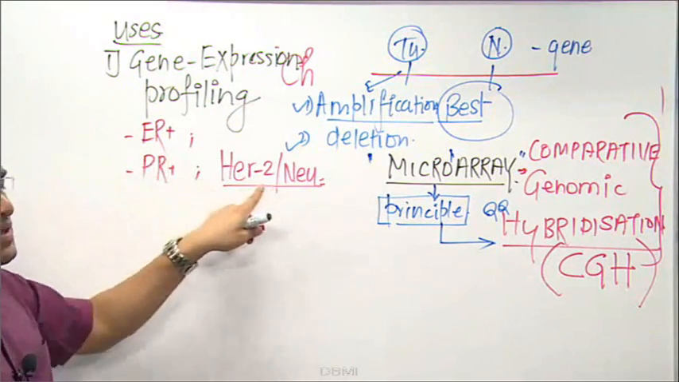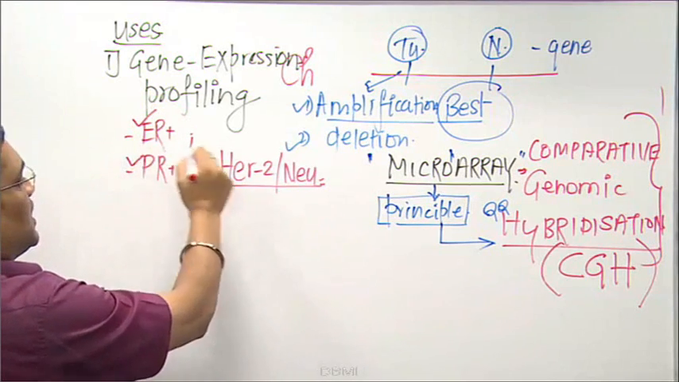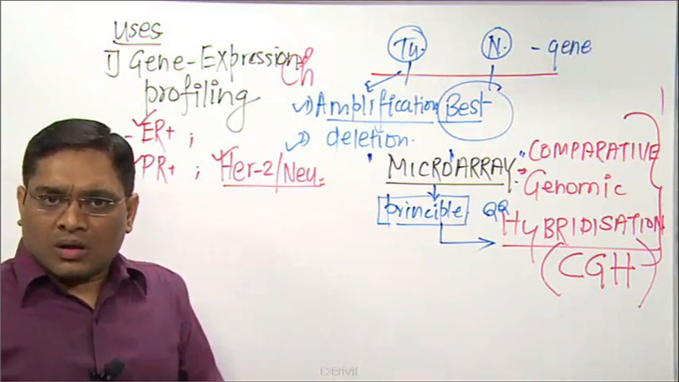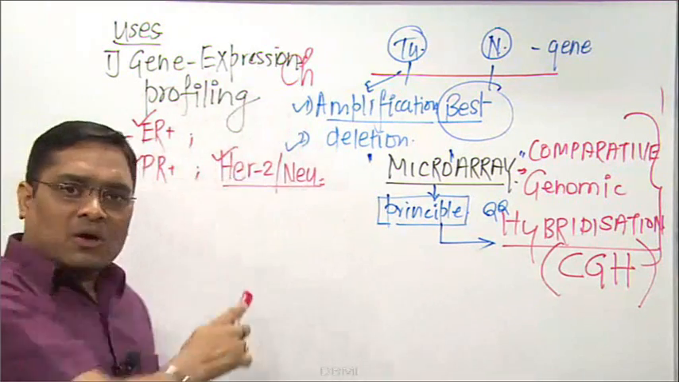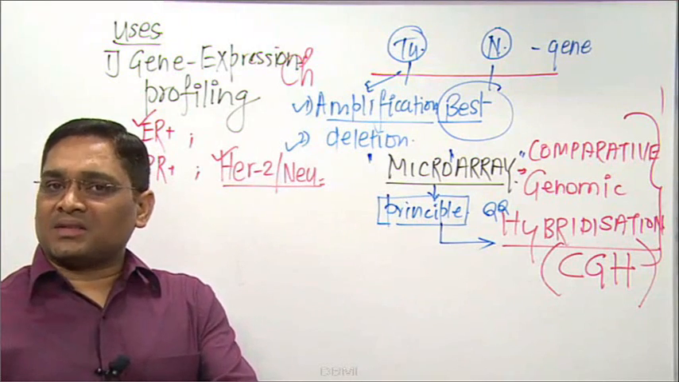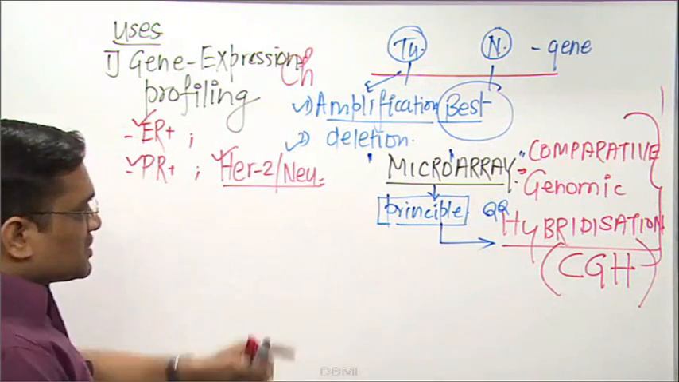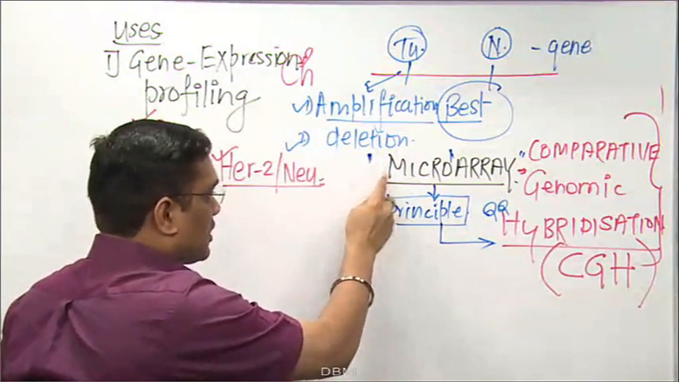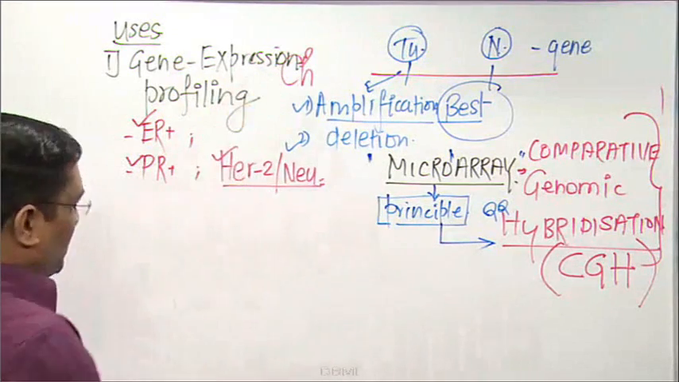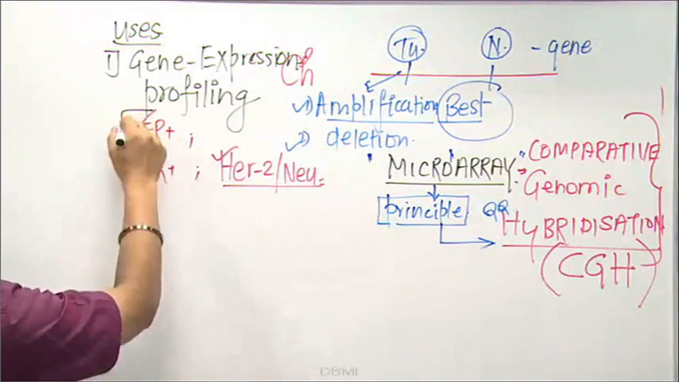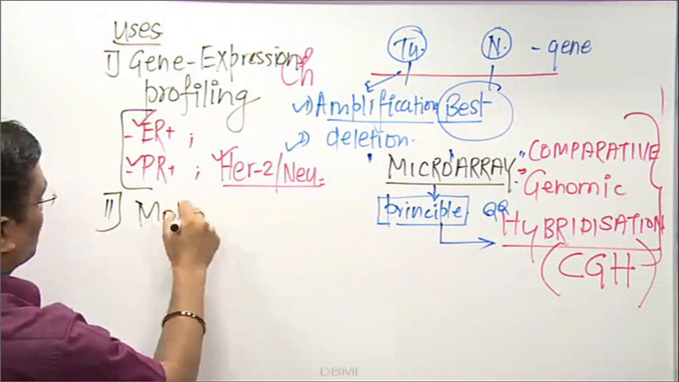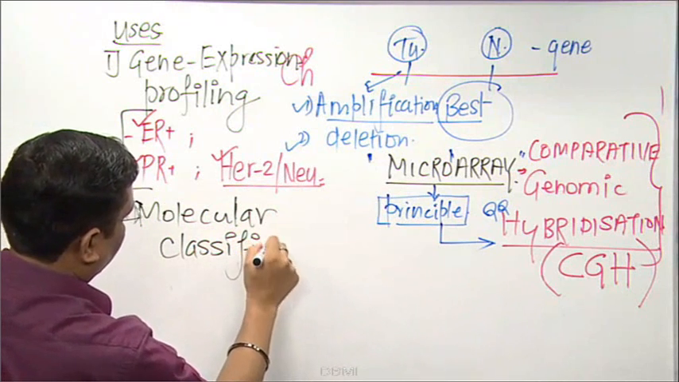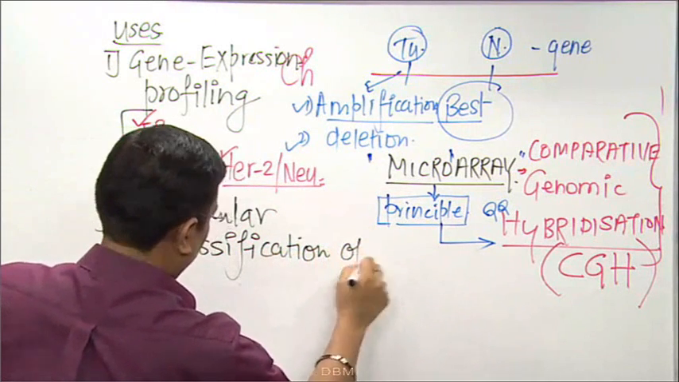All genes we are making separate, making a profile for ER, PR and HER2/neu. So this is the basis for what? Molecular classification of the cancer. Which cancer? Breast cancer. So this is another use of microarray analysis. We can use it for gene expression profiling, and we can use it for molecular classification of cancers.